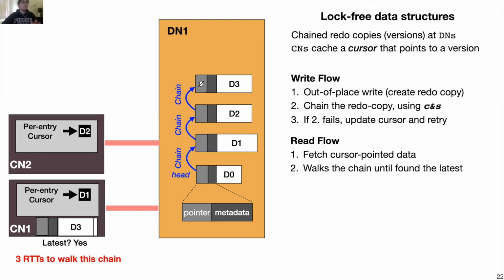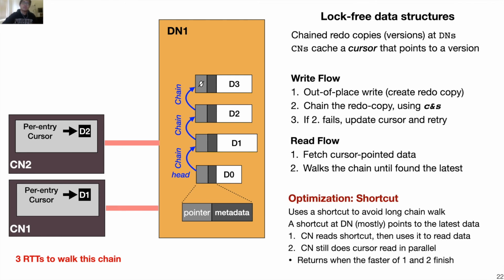Chain walking might be very long when there are many heavy concurrent writers. To mitigate this issue, we introduced an optimization called shortcut read, a technique inspired by skip lists. We add a shortcut pointer in DN for each KV entry, and this shortcut mostly points to the latest version, but not guaranteed. Shortcut location is fixed so CNs know where to find them.